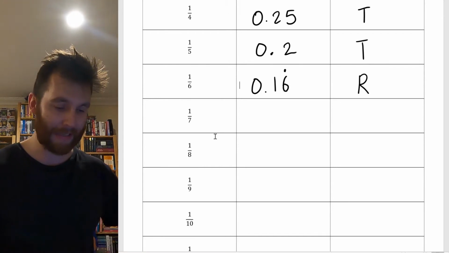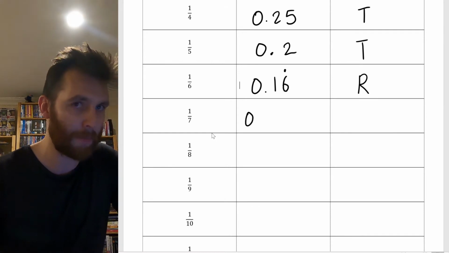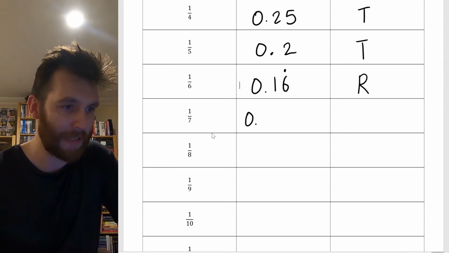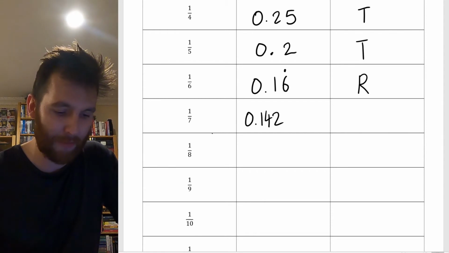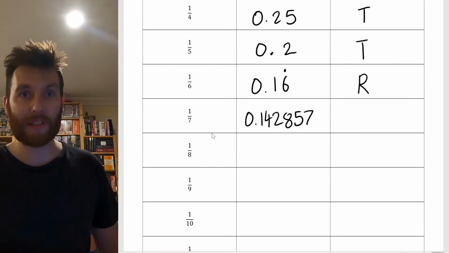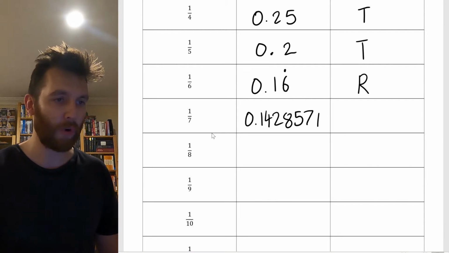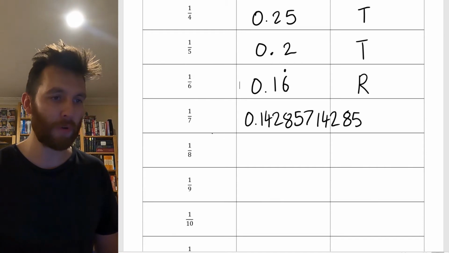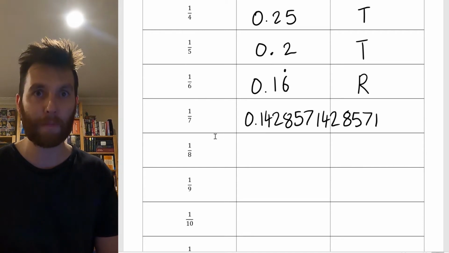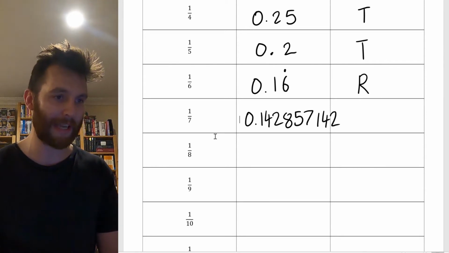1 over 7 is a little different again. So if you type this into your calculator, so do 1 divided by 7, you'll find that your answer is 0.142857, I'm pretty sure, yep. And if your calculator was large enough, you notice that the next few digits on there are 1, 4, 2, 8, and you get that repeating pattern of 1, 4, 2, 8, 5, 7 going on forever. So in this case, it's not 1 digit that repeats, it's a whole set of numbers.